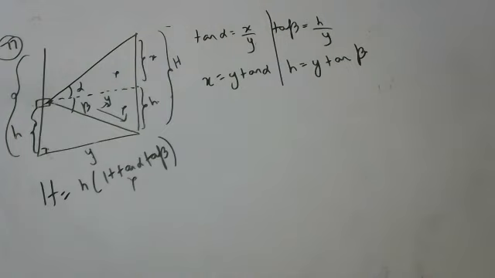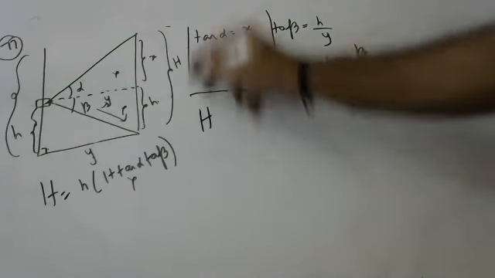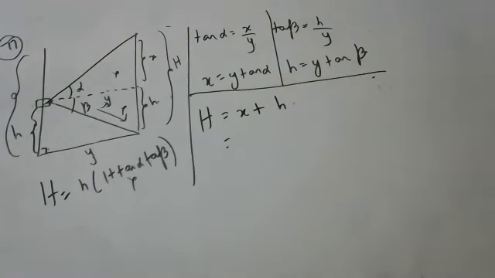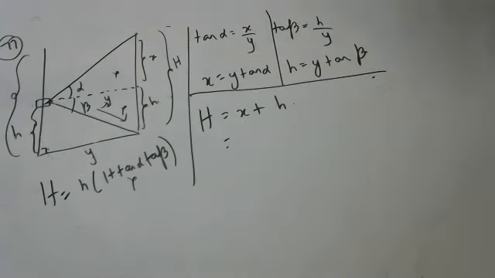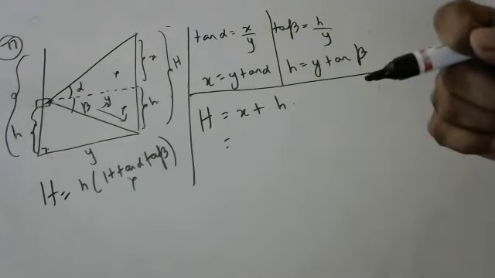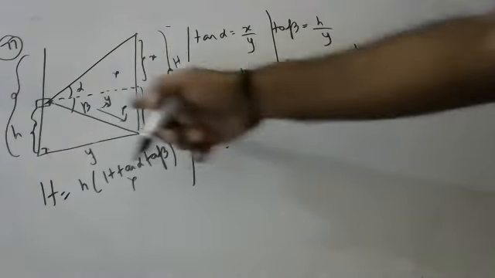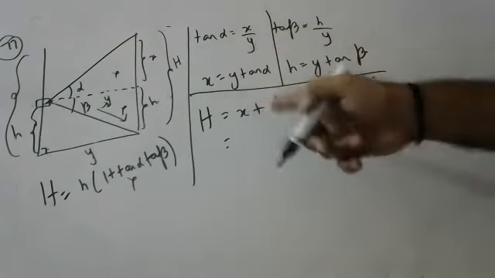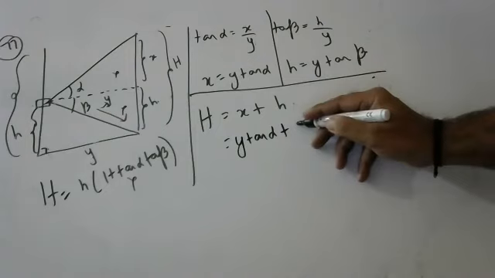Okay, children. So we have to find out the total height of the house. Total height of the house means x plus h. X plus h means x is how much? y tan alpha plus y tan beta. Wait. Okay, sir. This is x by y, and this is h by y. H is equal to y tan beta. X is equal to y tan alpha.